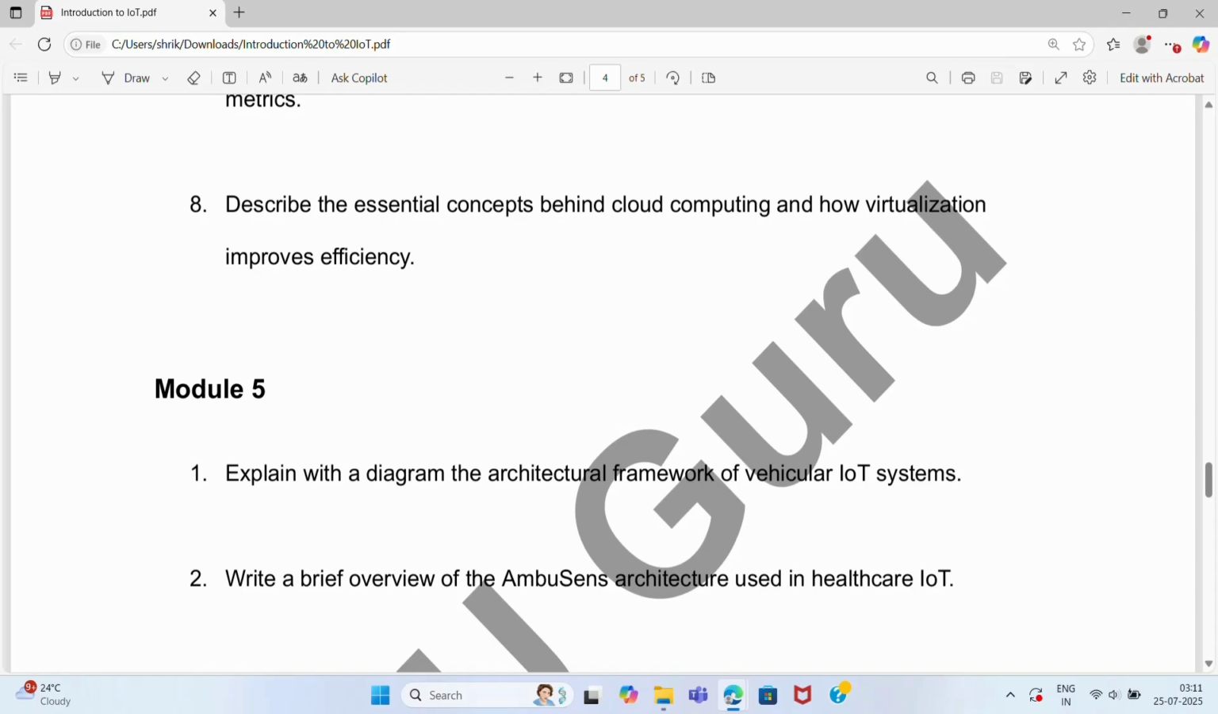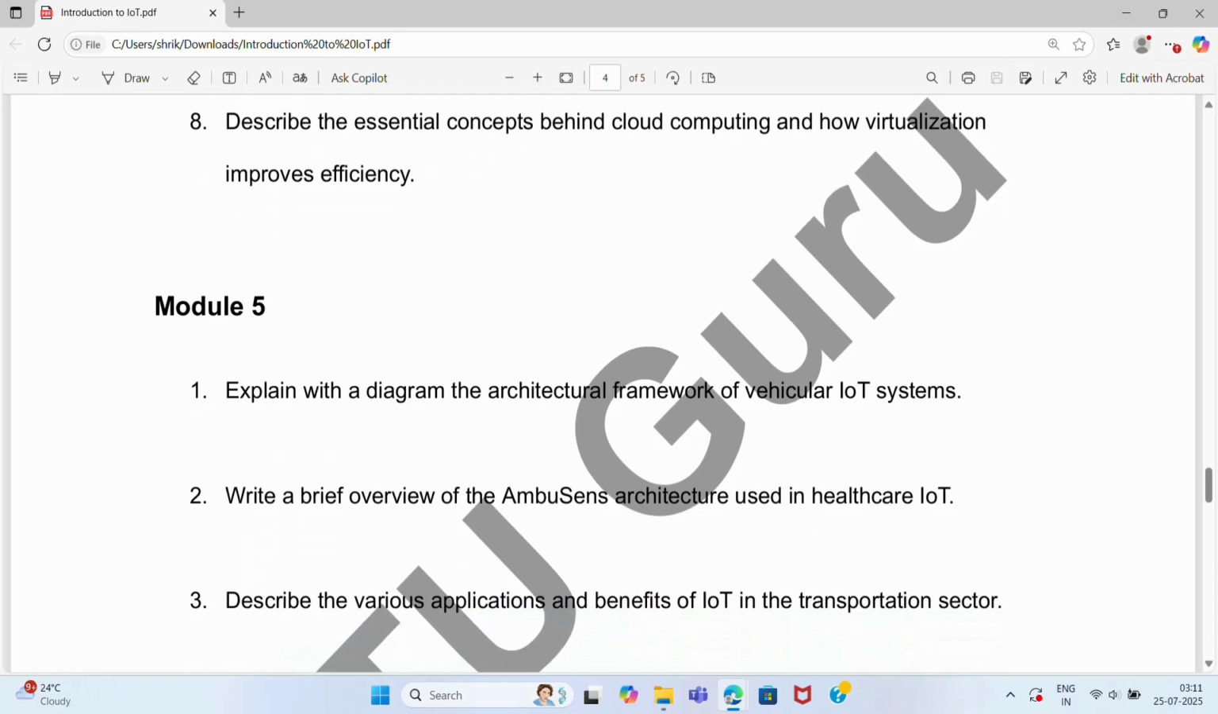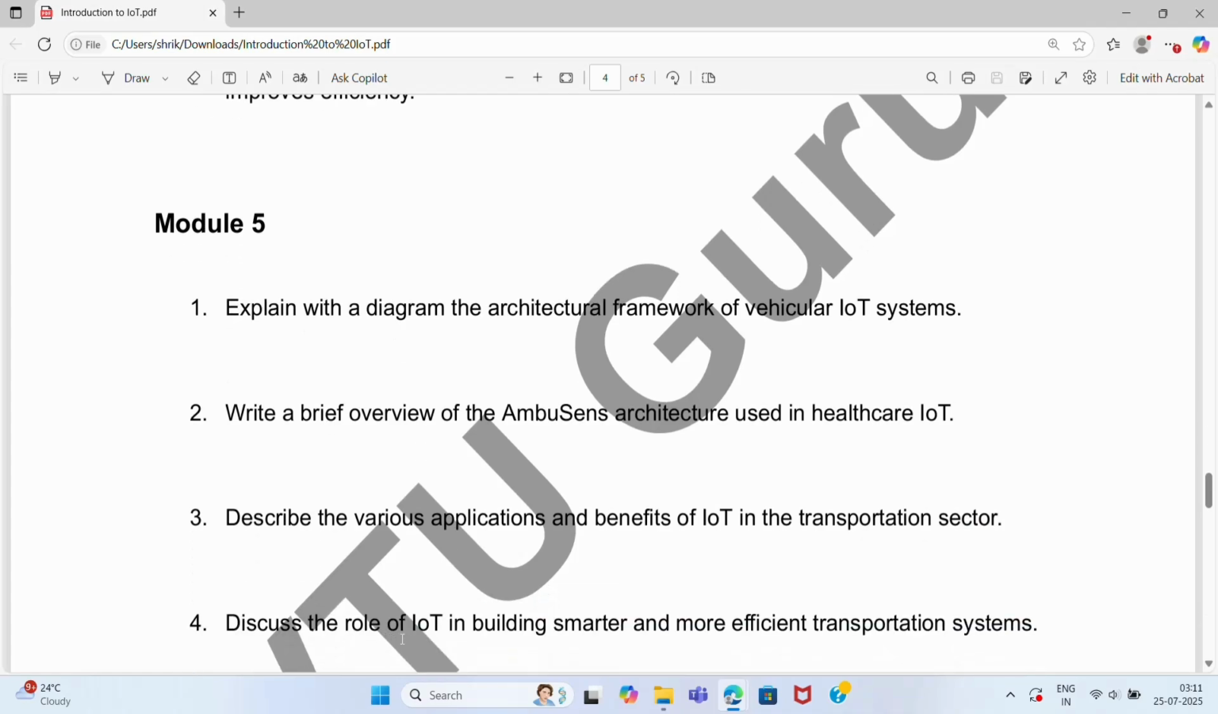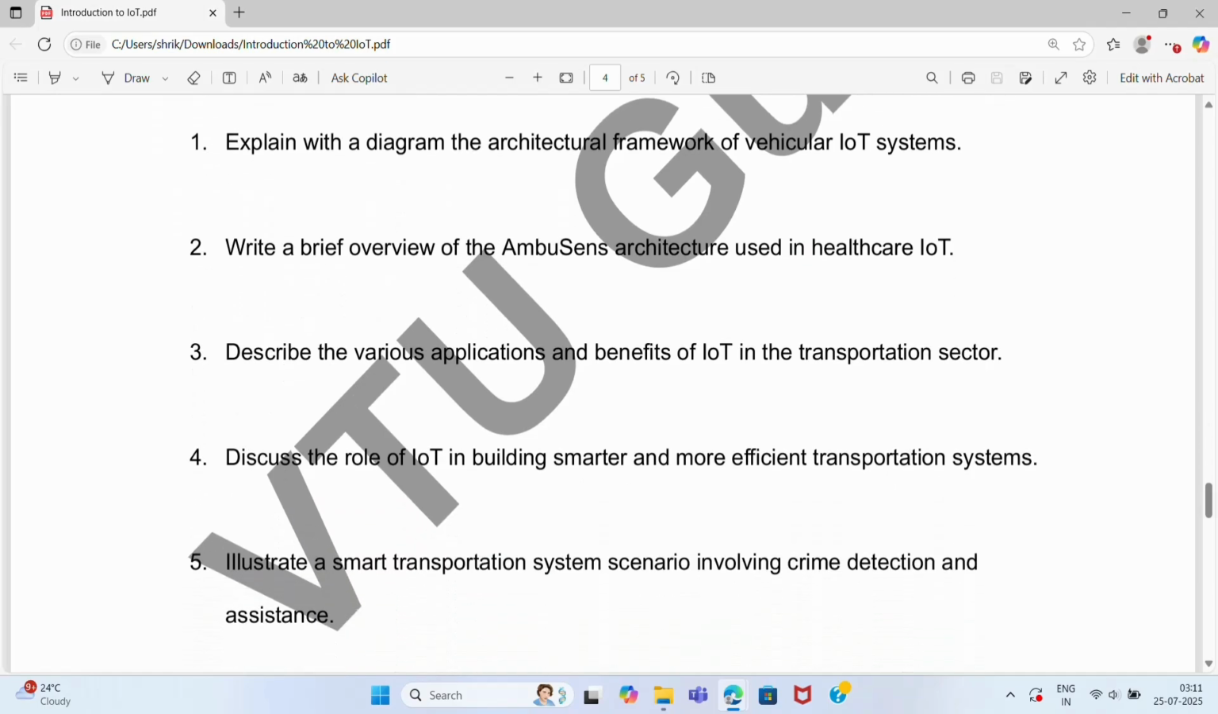Write a brief overview of the ambulance architecture used in healthcare IoT. Describe the various applications and benefits of IoT in the transportation sector. Discuss the role of IoT in building smarter and more efficient transportation systems.